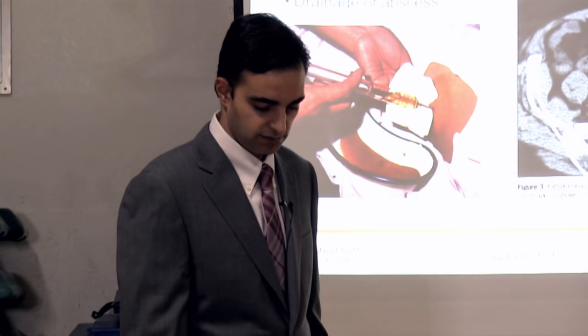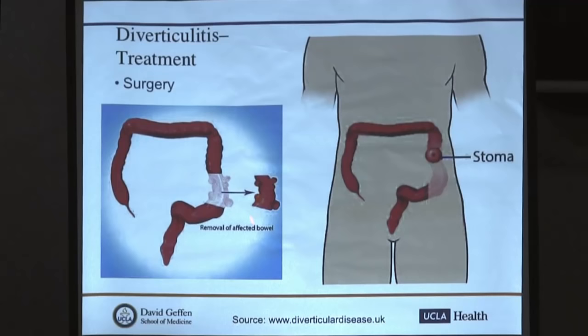And then oftentimes surgery may be needed for diverticulitis. What's done is they remove the abnormal segment of bowel, which is called a segmental resection. Sometimes, if there's an extensive area of involvement, they may do a hemicolectomy, which is removing half of your colon. So either a left hemicolectomy, or if it's involved on the right side, a right hemicolectomy.